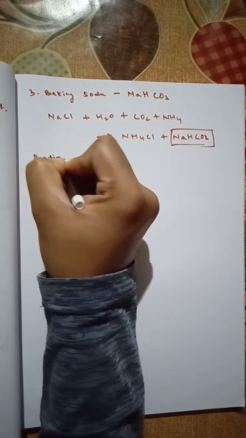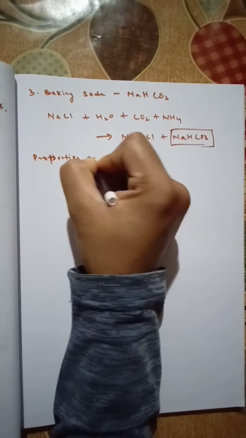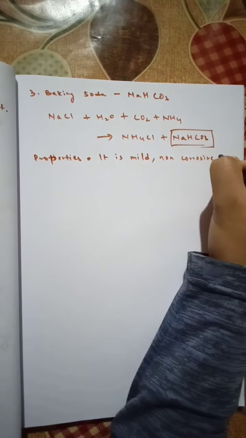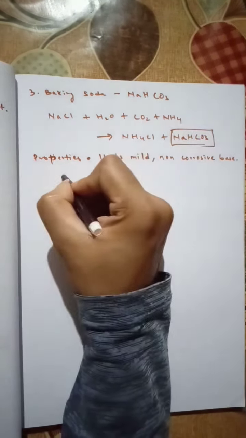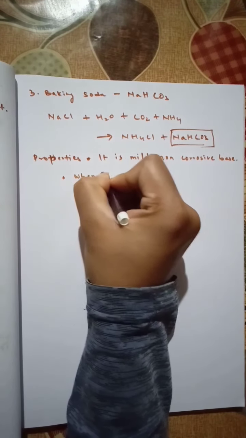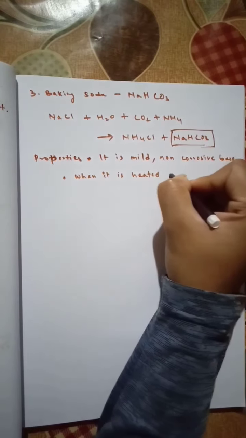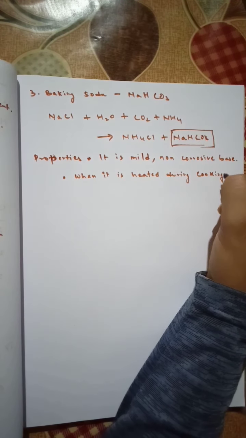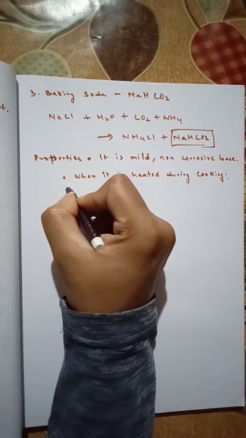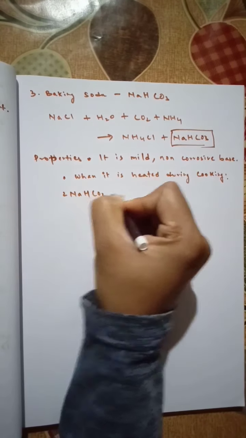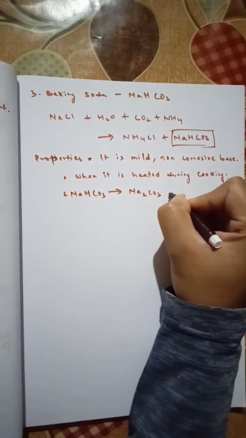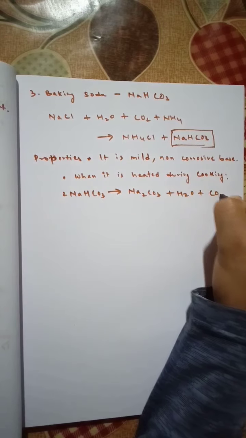Now these have some properties, which is number 1, it is mild, that means it is soft and non-corrosive base, which means it lasts long. The next is when it is heated during cooking, that means this is one of its use. It is used in cooking and gives us the formula 2NaHCO3 gives us sodium carbonate plus water plus carbon dioxide.